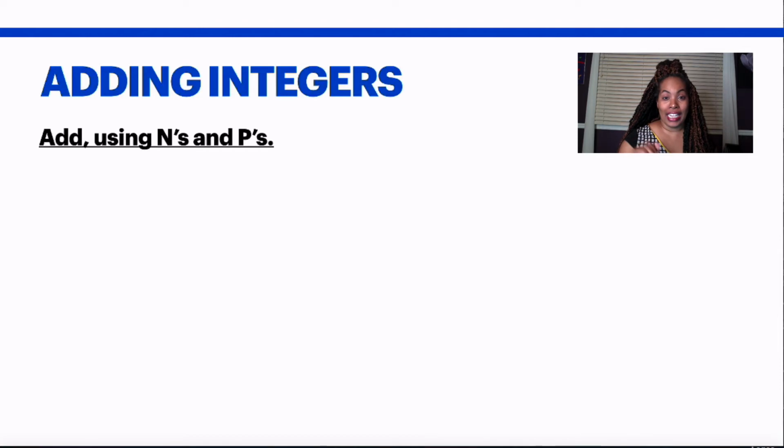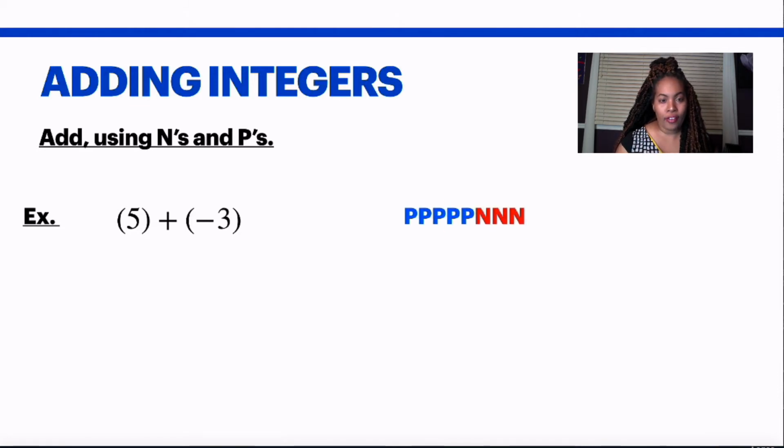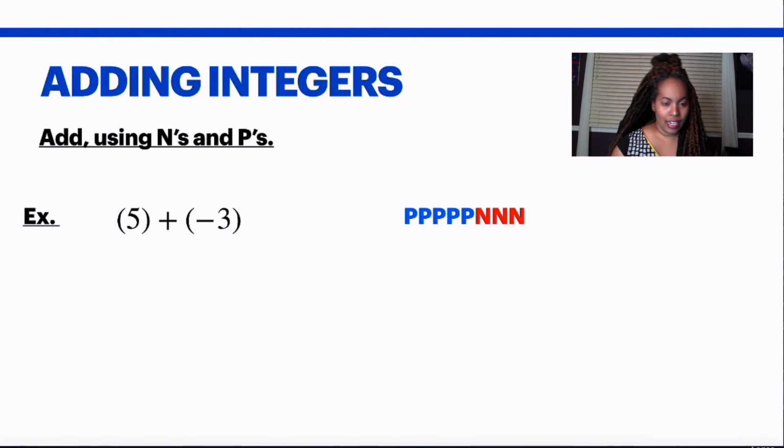Now, we're going to get into adding with integers. Now, recall from your class before that we can add using n's and p's. And here's what that would look like. For example, 5 plus negative 3. Now remember that p represents the positive numbers and n represents negative numbers. So if we were to write them out like this, we have 5 p's and 3 n's.